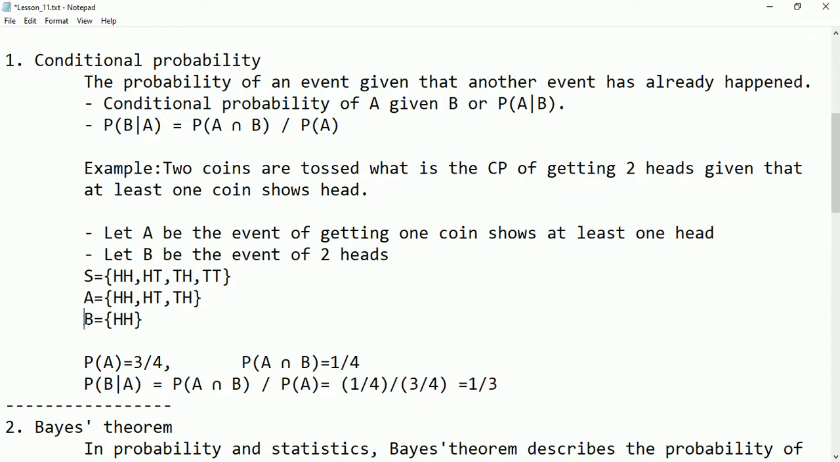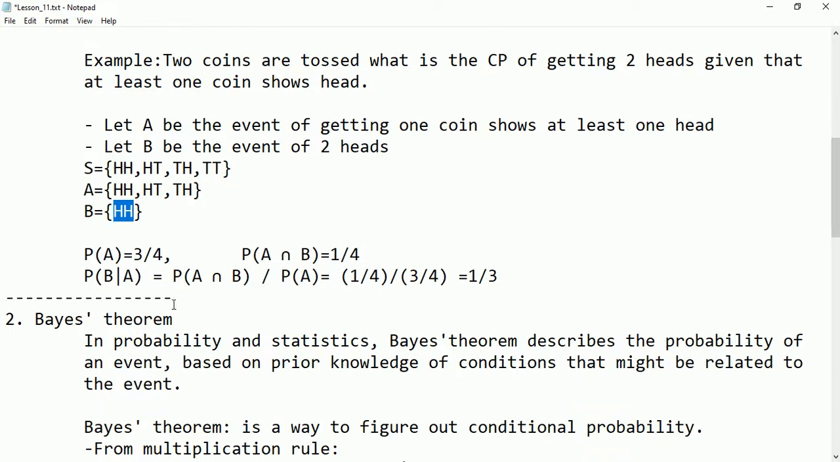Now let's see event B. Event B is the event of two heads. We have only one outcome for getting two heads. Now what is the probability of A? This is the sample space. How many outcomes are there? Total number of outcomes is 4, and we have 3 in event A. So 3 by 4.